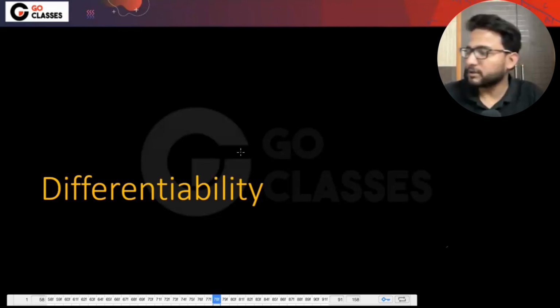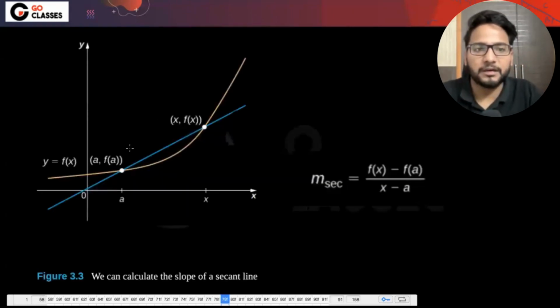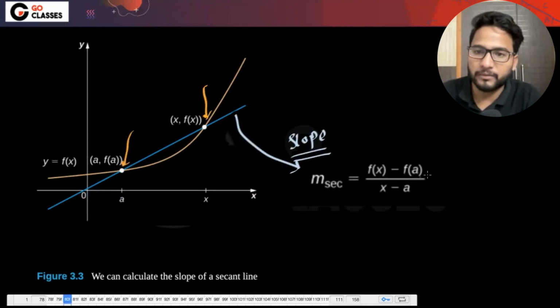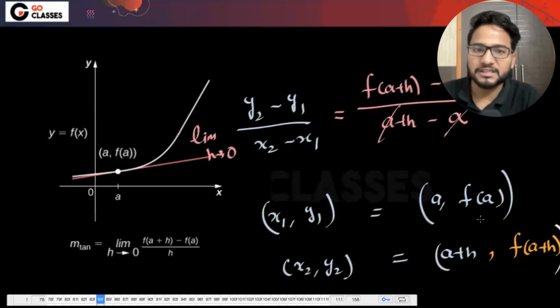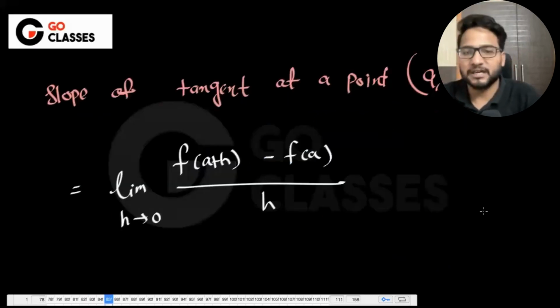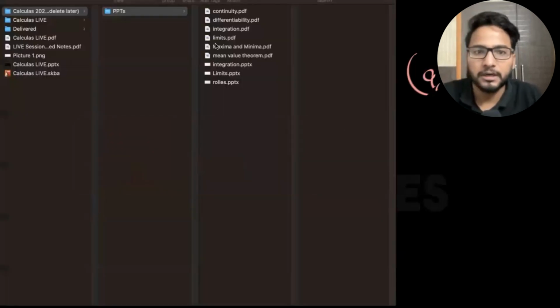So we are starting with differentiability. We have seen how to define a tangent, which means that if you want the tangent at any point, then how you can write the slope of the tangent. The slope of the tangent will be something like this. Now let's first define differentiability itself. What do I mean by differentiability? Then we will go to some other things. So let's start with the definition.